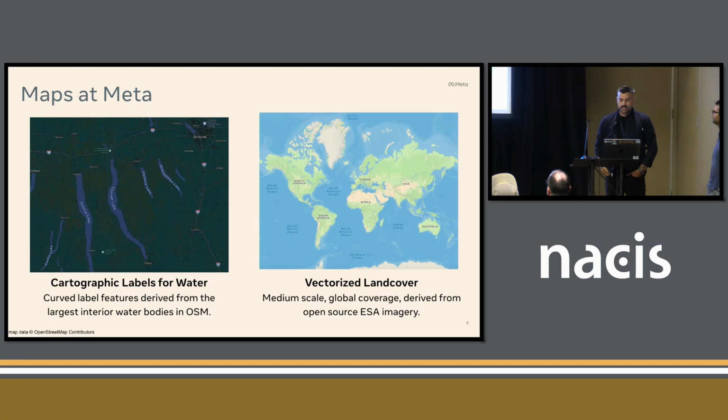Another one that we just released yesterday is a 1 to 1 million scale vectorized land cover data set. We took ESA imagery, we downloaded all the rasters, we did a bunch of processing. We have 3 different scales. The large scale one, we can't figure out a good way to deliver that. So we just made the medium scale one open source. And that is available today.